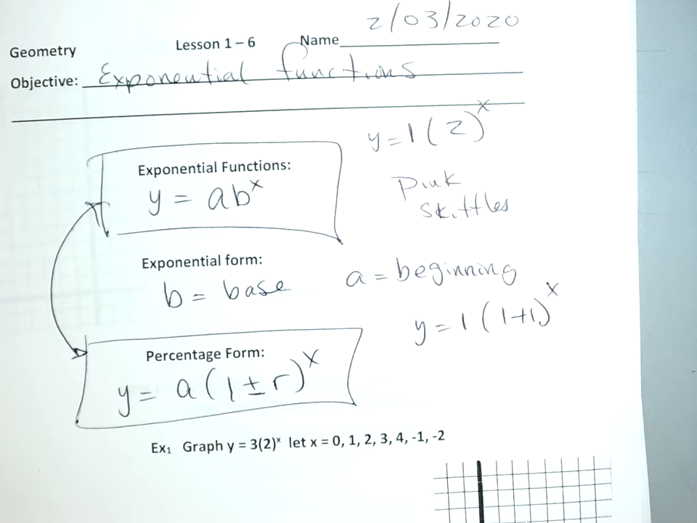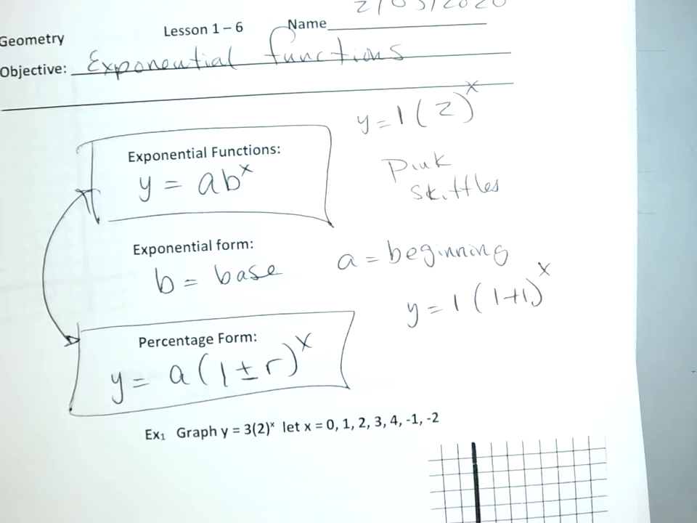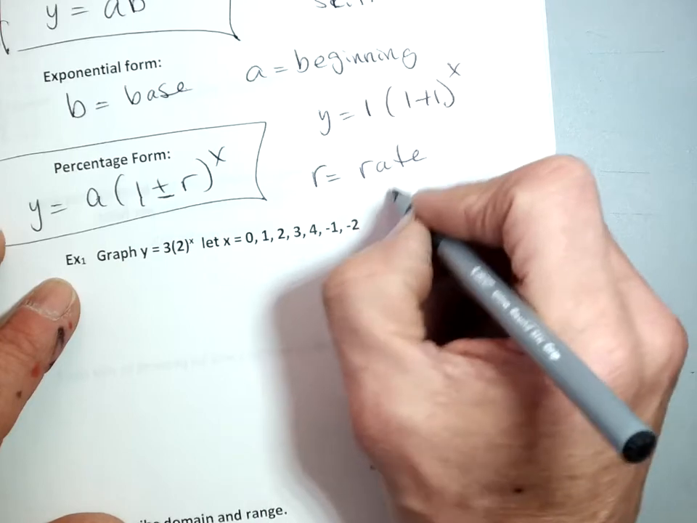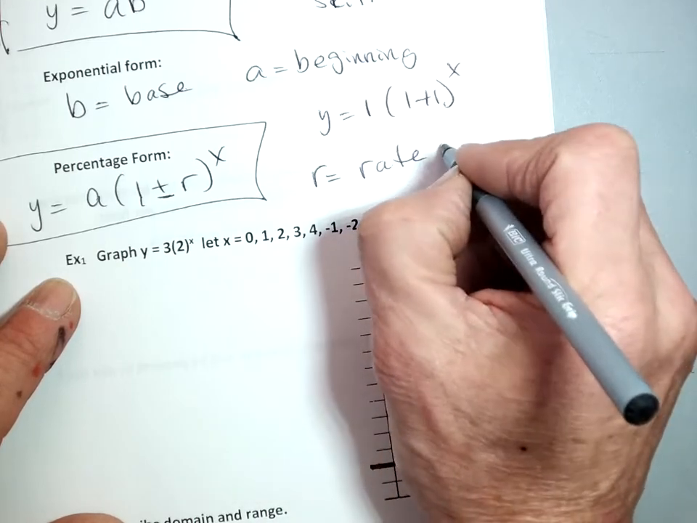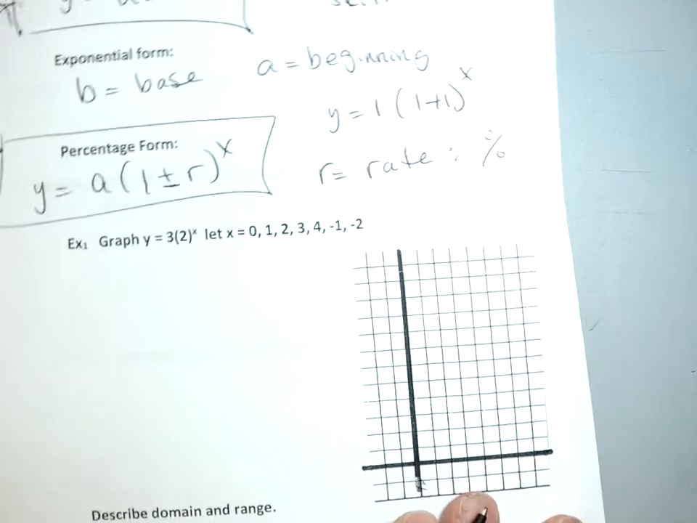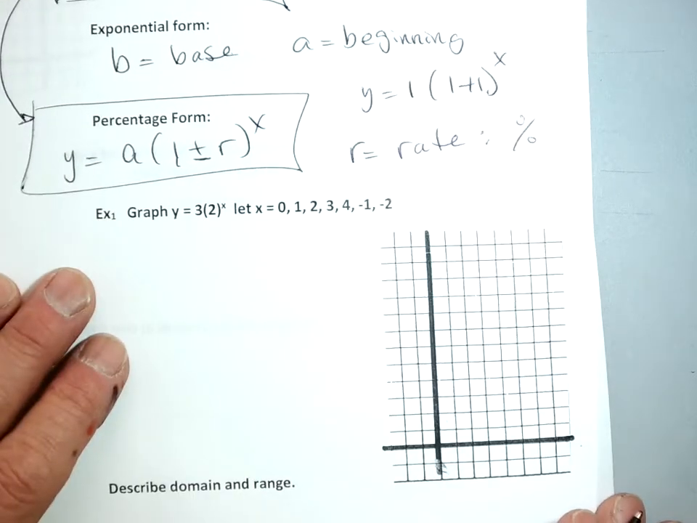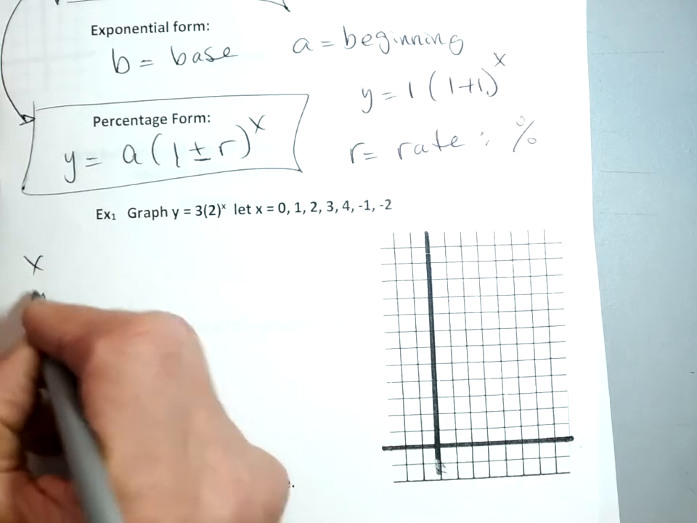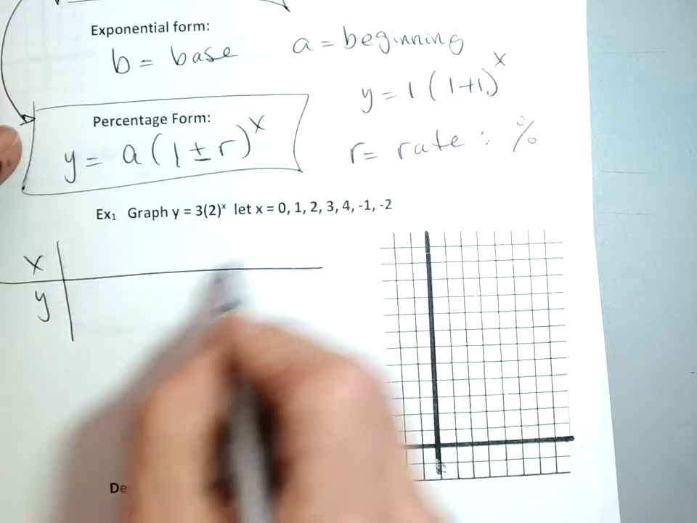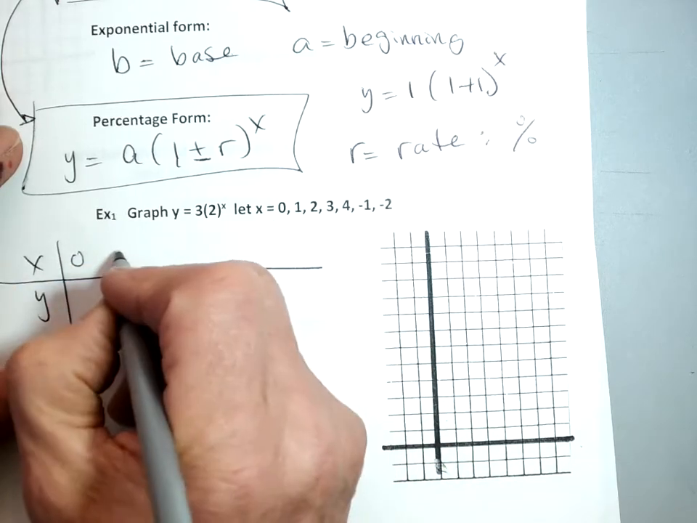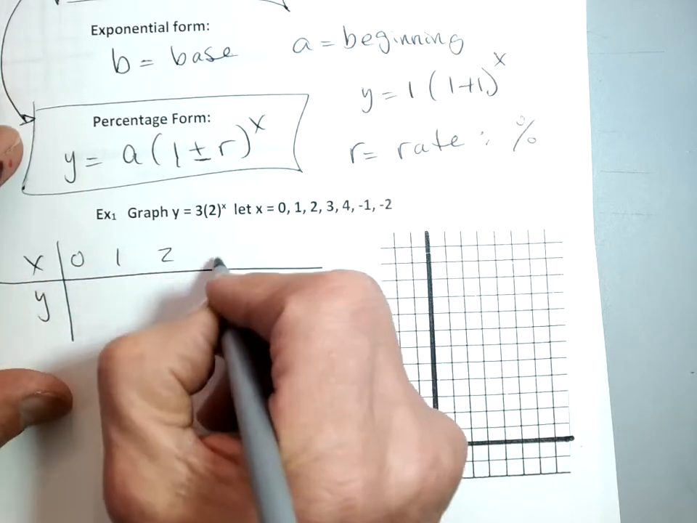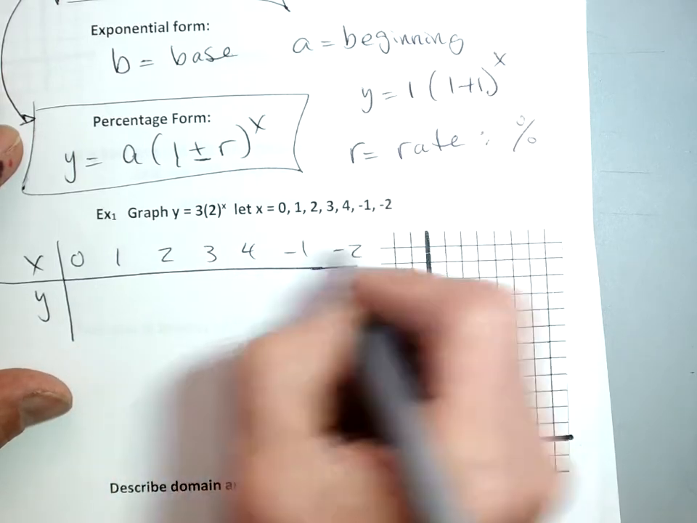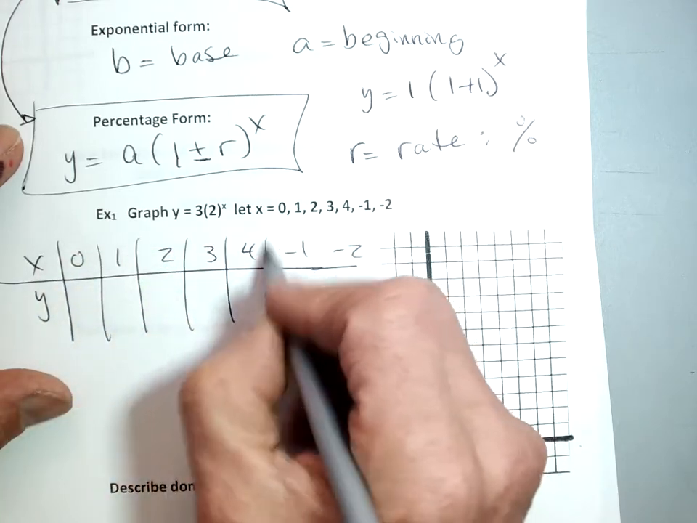Okay, good. So then, real quick, let's take a look at example 1. Oh, let's put this down. r is the rate, oftentimes as a percentage. Okay? So, example 1. So let's do a t-table real quickly. If I go x, y, and I want x to be 0, then 1, then 2, then 3, then 4, and then I actually want to go -1, -2, okay? All right?